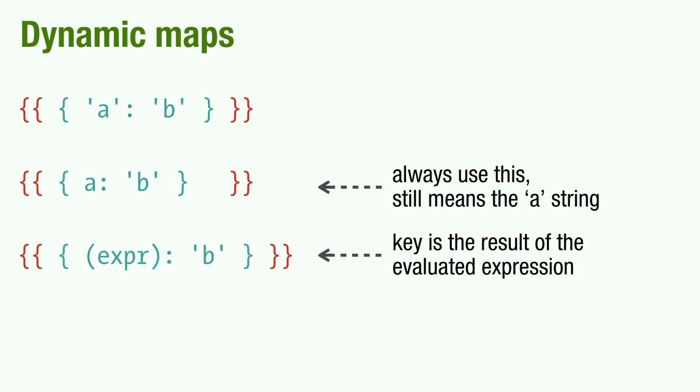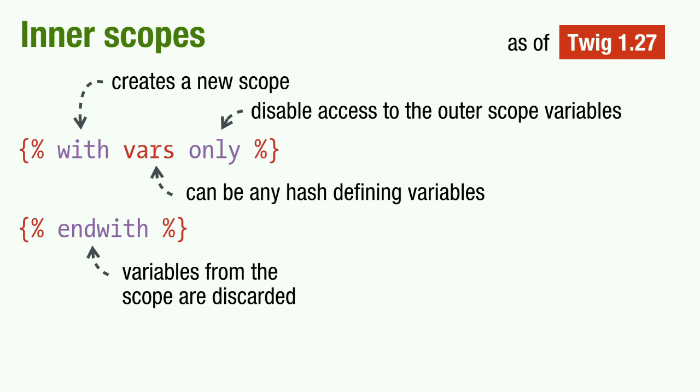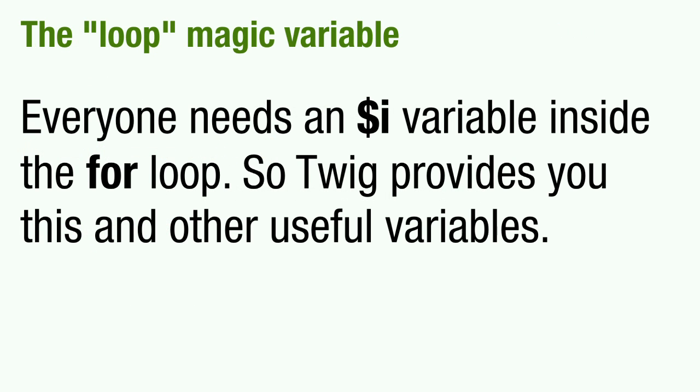Dynamic. So I'm talking a lot about dynamic stuff today. The first one is how you can create a map. A is the key. B is the value. Quick tip: you don't need the quotes around A. The second example is exactly the same as the first one. A is a string, and a very often asked question is how can I have the key as a variable? Just put parentheses around that, and you can put whatever expression you want. I would not recommend having dynamic keys, but sometimes you need that, so that's also possible. A new thing added recently in Twig is inner scopes. You can have a look at that in the documentation.